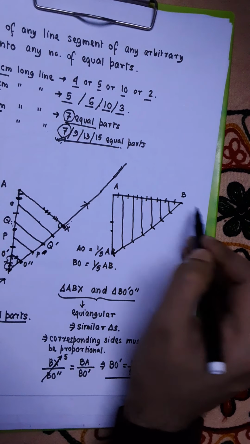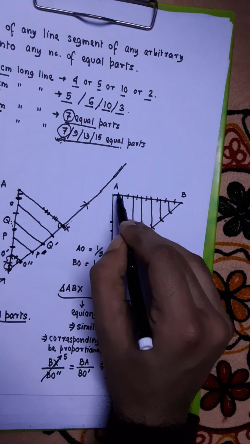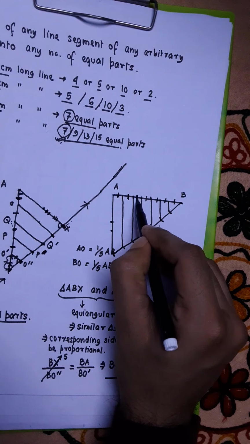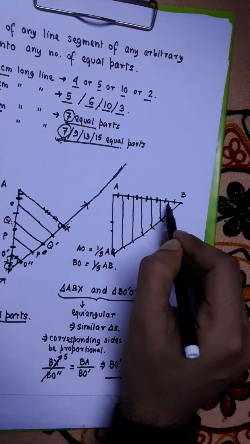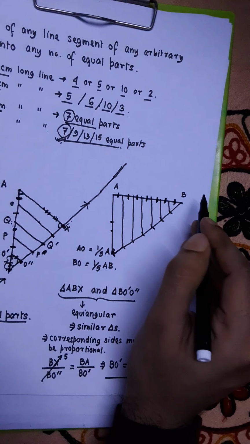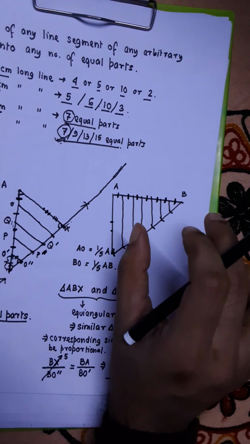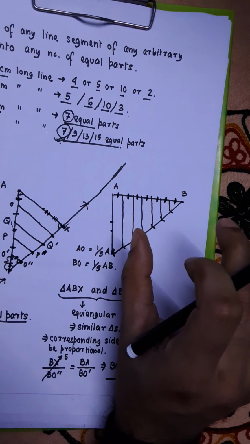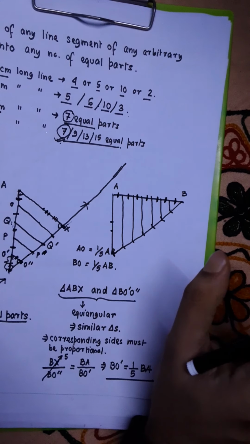Now by using the principle of similar triangles, you can prove mathematically that each of these lengths is 1/7 of AB. So this process of dividing any line of any length into any number of equal parts, you will find repeated applications of this in the chapters of scales, polygons and conic sections. Thank you.